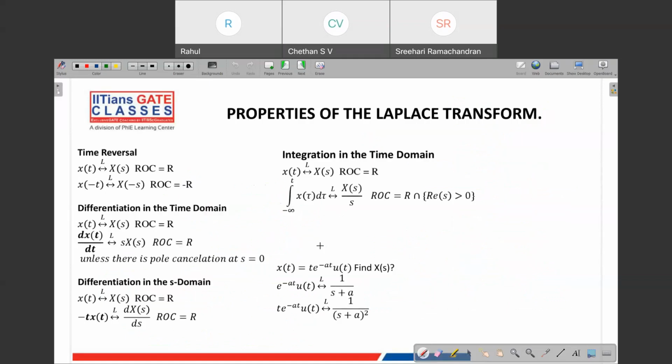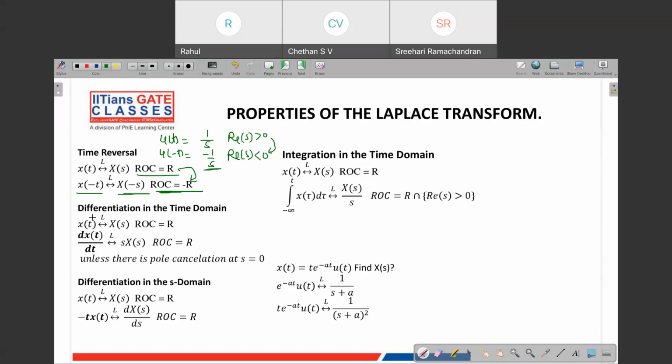Okay, now next property is the time reversal. So it is kind of this time scaling property. You need to just replace a with -1. So when you do the time reversal in the time domain, in the S domain also there will be reversal, and this will also get reversed. Okay, one basic example is u(t). So for u(t), Laplace transform is 1 by s, and ROC is real part of s greater than 0. But when you do the time reversal, Laplace transform is -1 by s, and ROC is real part of s less than 0. Okay, you see ROC got reversed here, and X(s) became X(minus s).